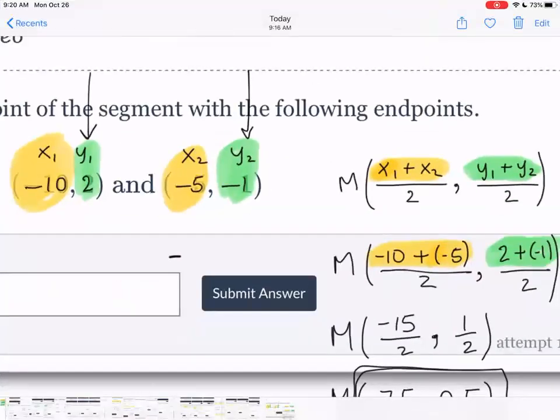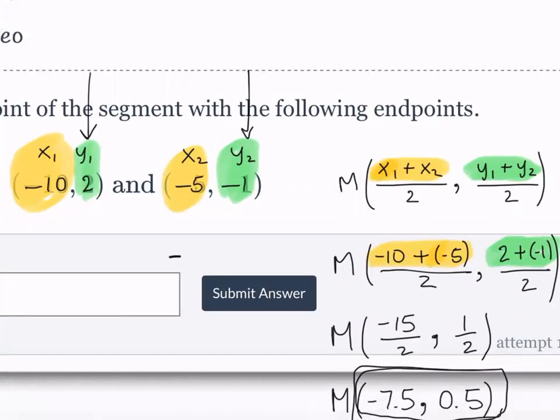Okay, so we got the -7.5 because when you added together the two x values, you added -10 and -5. So those are the yellow numbers. We added it together and then we divide by 2. So we get -15 divided by 2. -15 divided by 2 is -7.5. And then the same thing with the 0.5. You just add the green numbers, divide by 2.